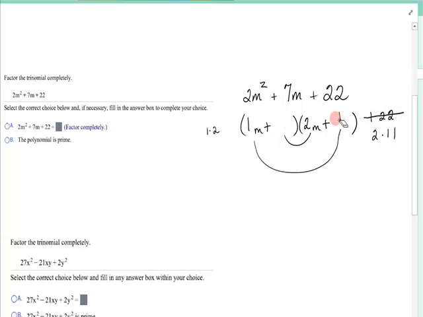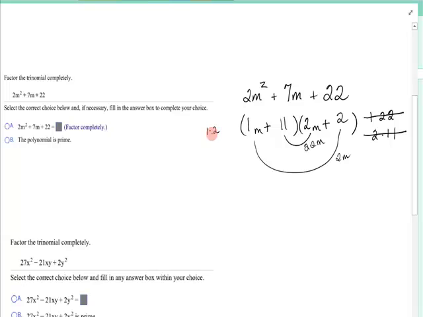So I erase, and I put 2 and 11. The outer product is 11m. The inner product is 4m. And because I'm adding, these are both pluses, that doesn't give me 7. If I switch it, and I put the 11 here and the 2 here, it just got bigger. The outer product is 2m, the inner product is 22m, and those do not add up to be 7.